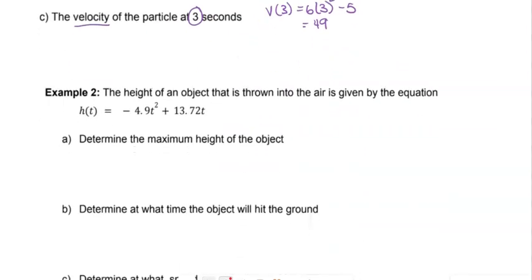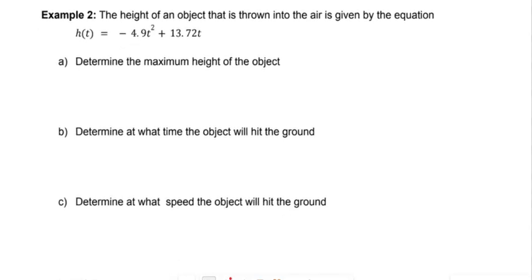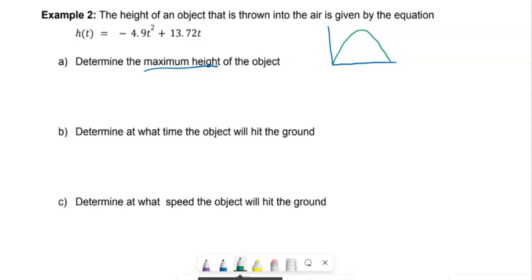Let's try another question. The height of an object that is thrown into the air is given by the equation height of t equals negative 4.9 t squared plus 13.72t. Question 1. Determine the maximum height of the object. I'm just going to draw a quick graph so we can see what's happening here. You have an object, it's thrown up and comes back down. And the question is asking me to find this maximum height, this height right here.